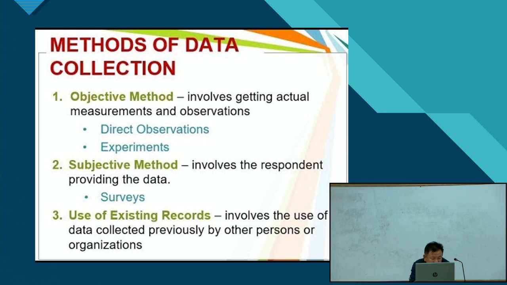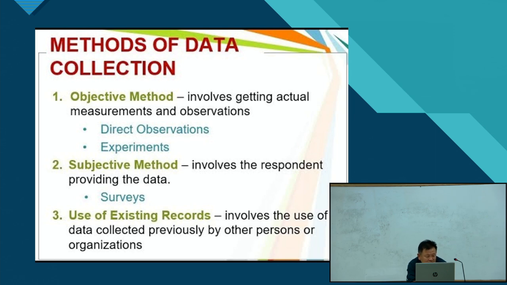First, objective method, subjective method, and use of existing records. The objective method involves getting actual measurement and observation. For example, direct observation, a focus group, and the experiment. This is the objective method. The subjective method is survey and questionnaire, where the respondent provides the data. This is the subjective method.